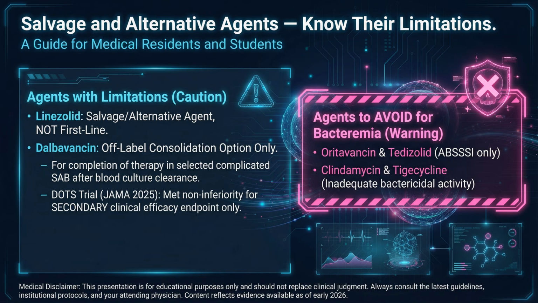Next, Dalbavancin. This agent should only be considered as an off-label consolidation option for the completion of therapy in selected patients with complicated Staph aureus bacteremia after their blood cultures have cleared. The DOTS trial, published in JAMA in 2025, did not show superiority on its primary endpoint. It only met non-inferiority for a secondary clinical efficacy endpoint. Importantly, this trial excluded high-risk patients like those with left-sided endocarditis, central nervous system infections, or retained prosthetic material.